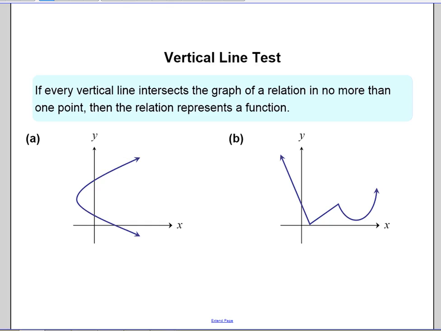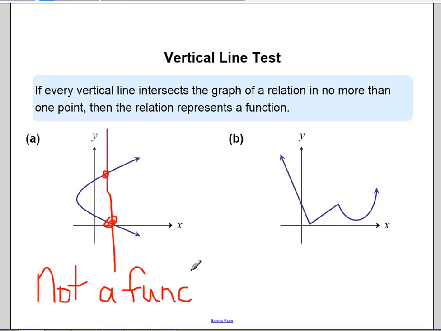Now, a vertical line test will help us determine if a relation is a function. If every vertical line intersects the graph of a relation in no more than one point, then we say the relation represents a function. So for the first one, part A, we can draw a vertical line. If that vertical line goes through more than one point, we say that this is not a function because it does not pass the vertical line test.